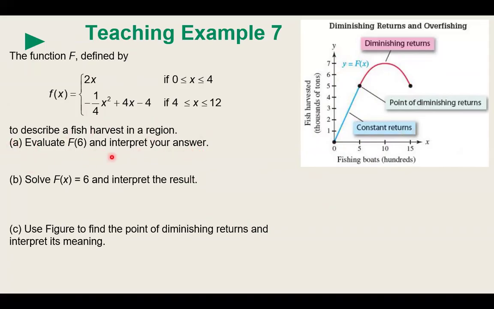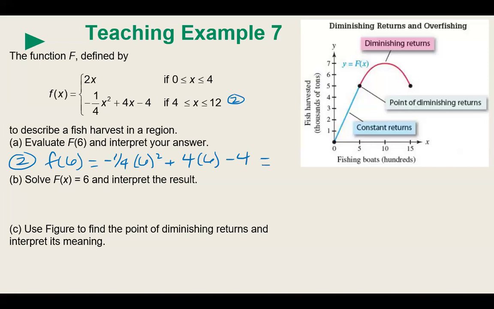So if I'm looking for f of 6, that is an x value. Because it's an x value, I first have to decide which piece of my piecewise I am using to evaluate f of 6. So which piece will I use? I'm going to use piece 2. So using piece 2, we end up with f of 6 equals negative 1/4 times 6 squared plus 4 times 6 minus 4.